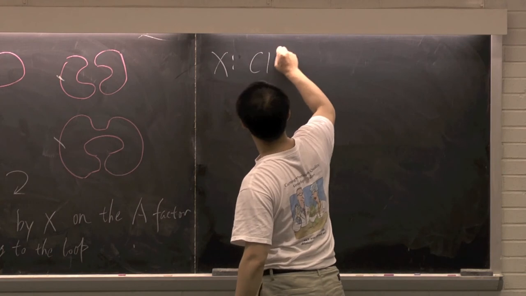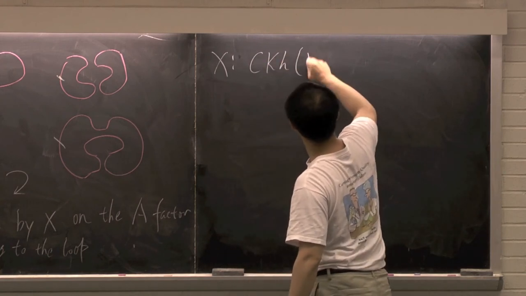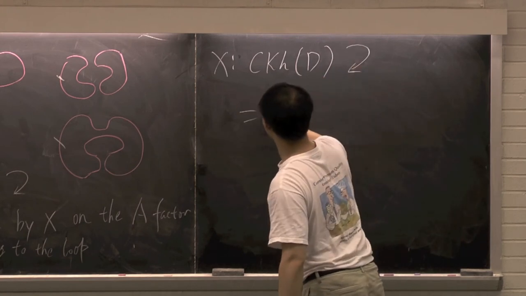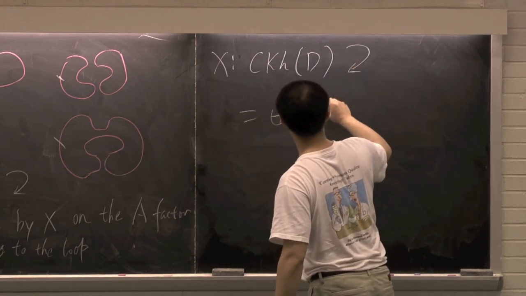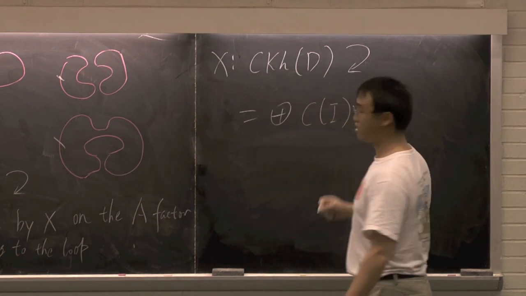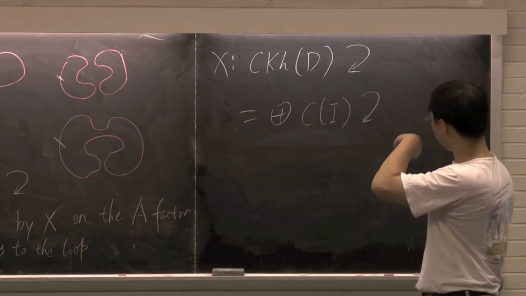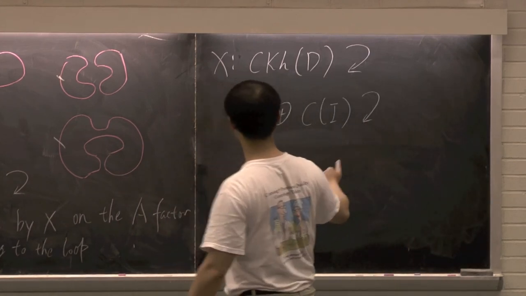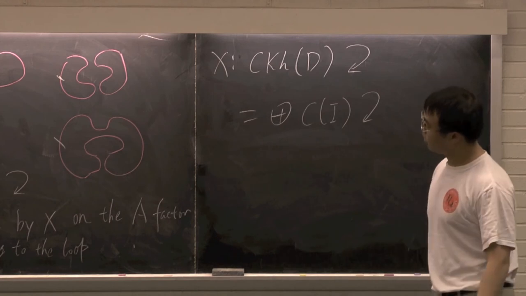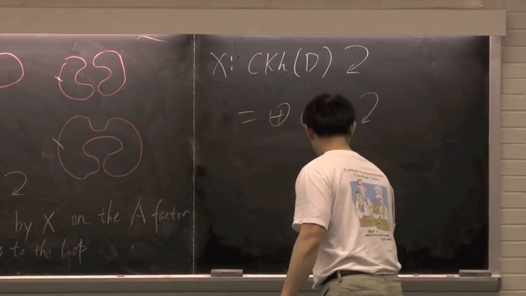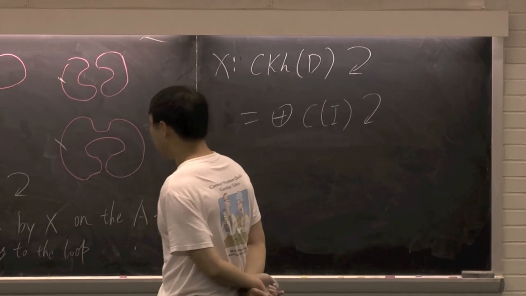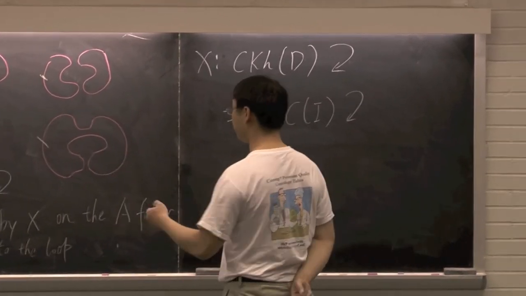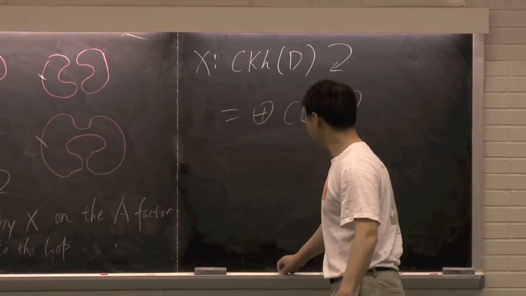And X on CKH is just, since your CKH is a direct sum over all the resolutions, for each summand you take the multiplication of X on the corresponding factor. So the point is, if you pick a marked point, then you can define a map from C_I to itself.